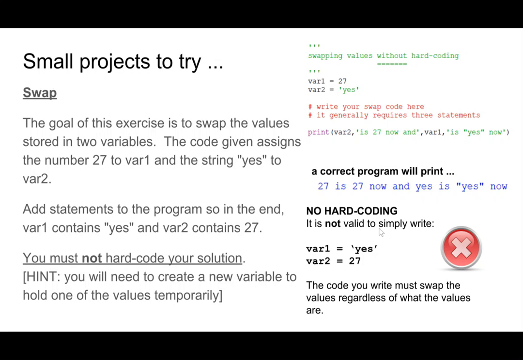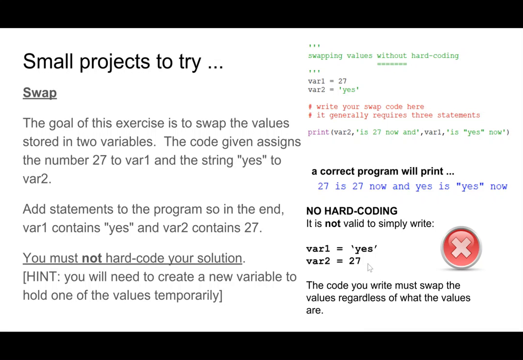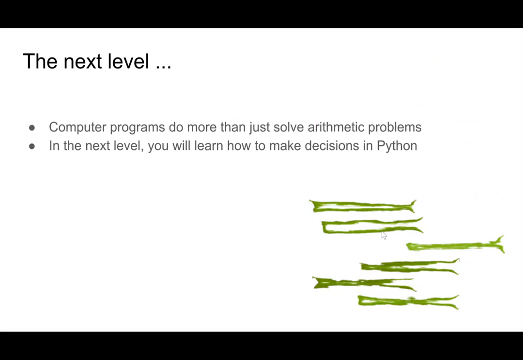And the important thing is to do this without hard coding, meaning it's not okay to say variable 1 equals yes and variable 2 equals 27, okay? Because up here, we could have defined variable 1 and variable 2 as being any two things. So no hard coding. Okay, so that's it for the practice problems.